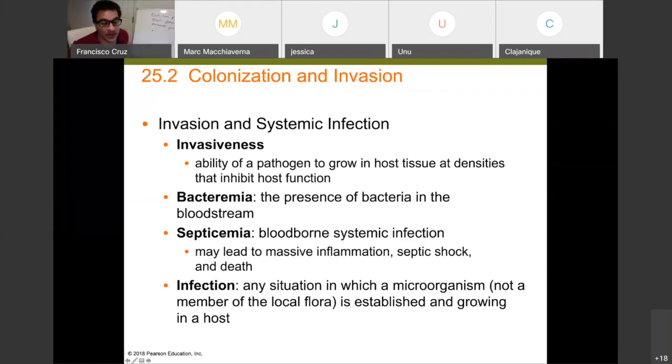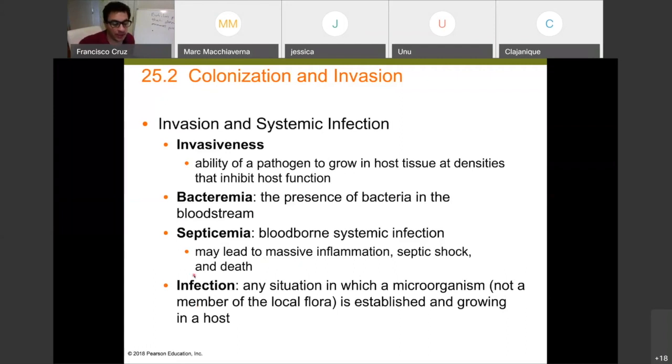But that's not the same thing as septicemia. This is when there's an actual exploitation of the blood. Remember, blood is tissue. So blood-borne systematic infection may lead to massive inflammation, septic shock, death, all the good stuff. So be able to understand the distinctions there.